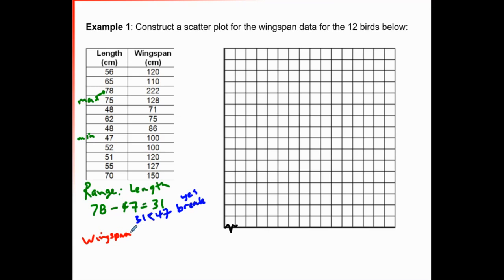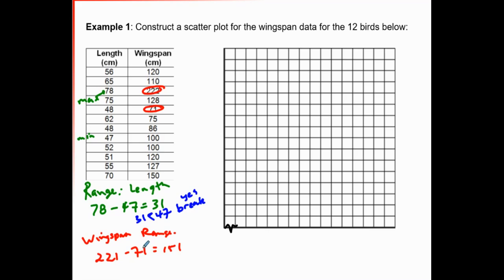Okay, so find the range. Our highest number looks to be 222. Our lowest number looks like 71. So 222 minus 71 equals 151. Okay, it is greater than our lowest number.